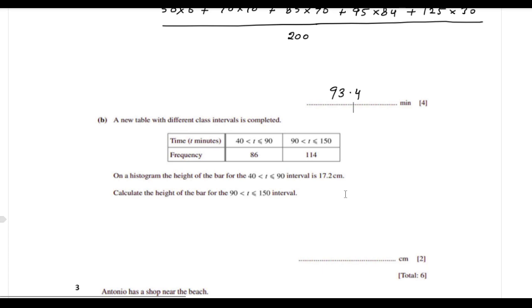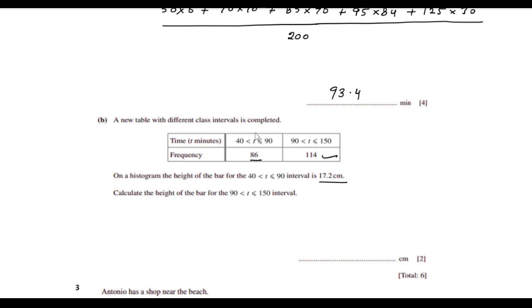Now here the next question is, a new table with different class intervals is completed, where the frequency is 86 for time between 40 to 90, and frequency is 140 for the time between 90 to 150. On the histogram, the height of the bar for the 40 to 90 interval is 17.2 centimeters. We have to calculate the height of the bar for 90 to 150. Now in a histogram, to draw the height of a bar, what we generally do, we find the frequency density.